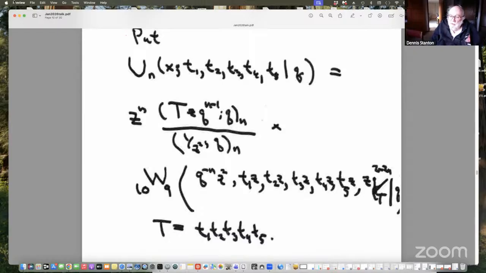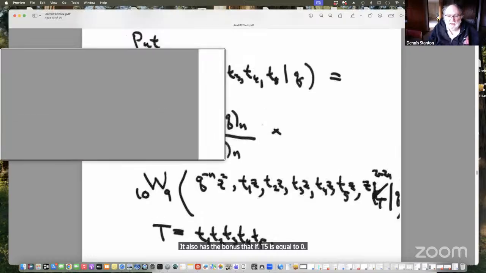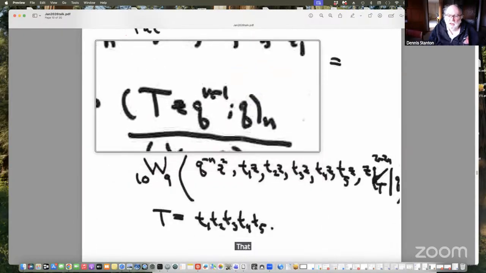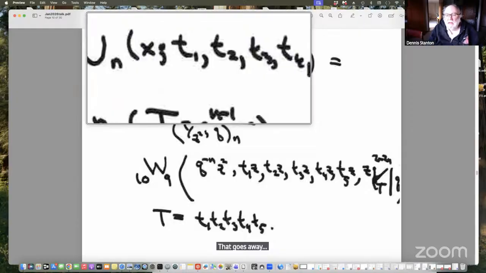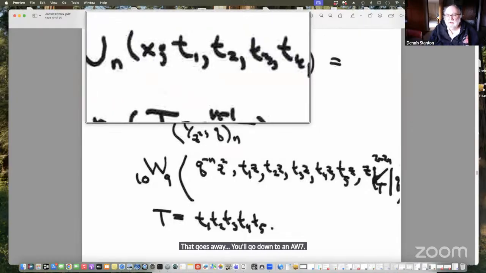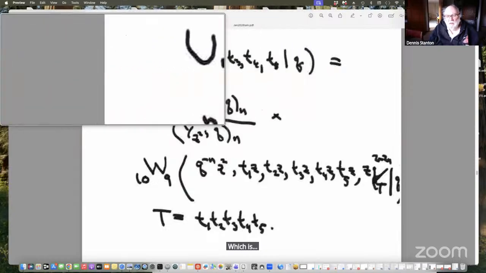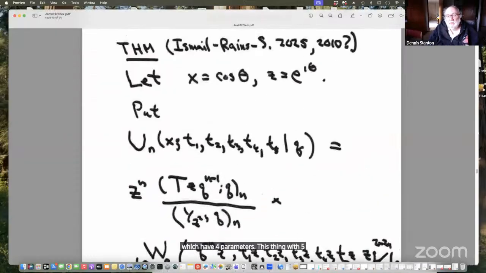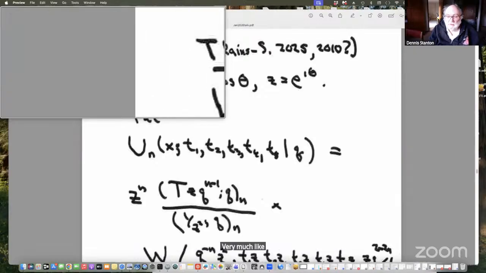It also has the bonus that if T5 is equal to 0, this term right here goes away. You'll go down to an 8W7, which is, by a transformation, a 4phi3. These are the Askey-Wilson polynomials, which have 4 parameters. This thing with 5 parameters generalizes the Askey-Wilson polynomial, and it has an orthogonality relation, very much like the Askey-Wilson.